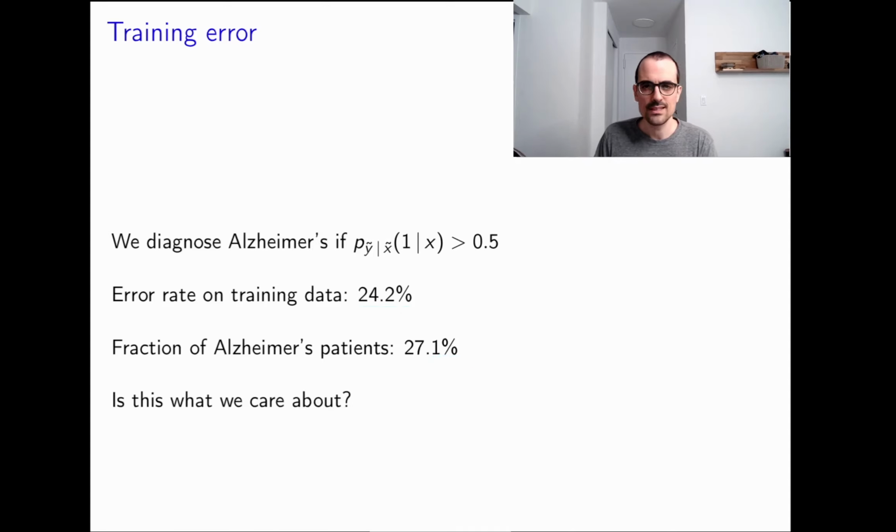However, is this what we really want? Would we be very happy if the error rate was 0 here? What do you think? We would not, right? Because these are training data.